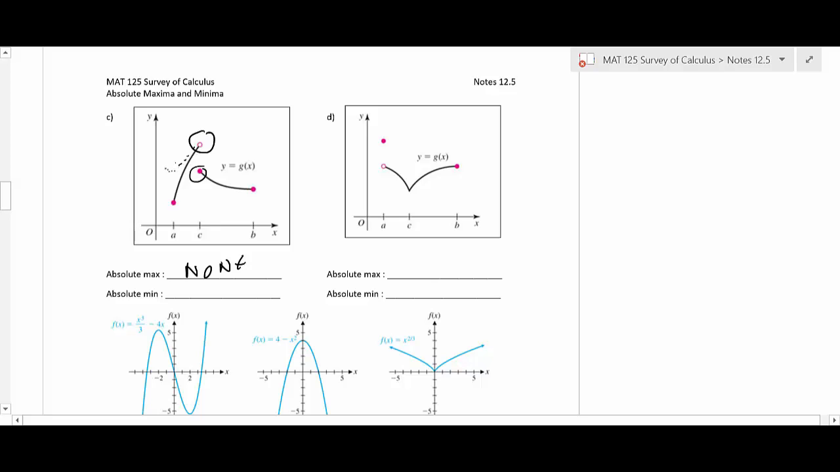A. Yeah, it's got an absolute min for sure. So we got that. How about the next one? Absolute max. No. A.